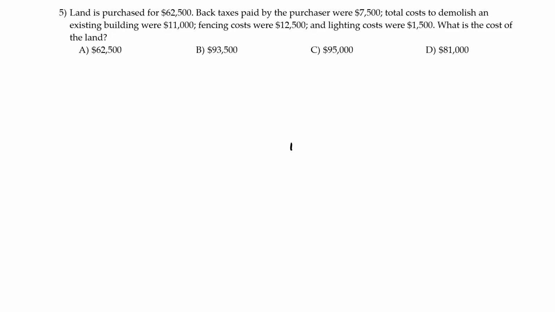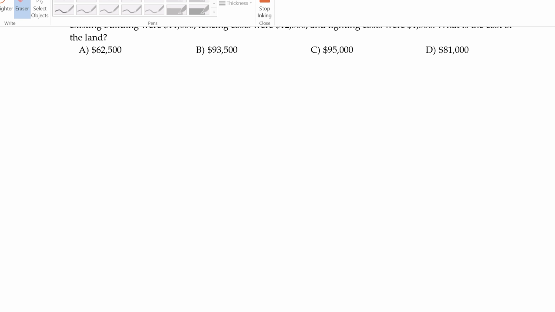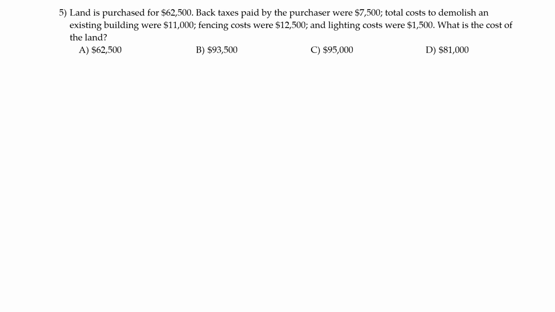All right, in this problem we're given a list of costs, and we're basically trying to determine, can we get the costs attached to the correct asset. So in this particular case it's looking for the cost of land. It's given us some land and some other types of costs. So let's just see if we can identify that.